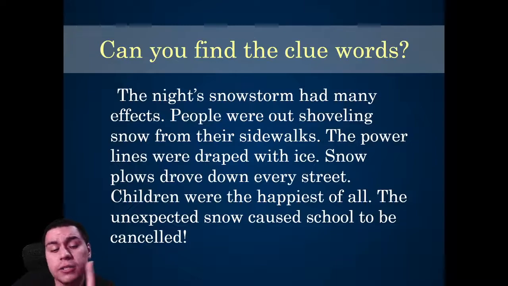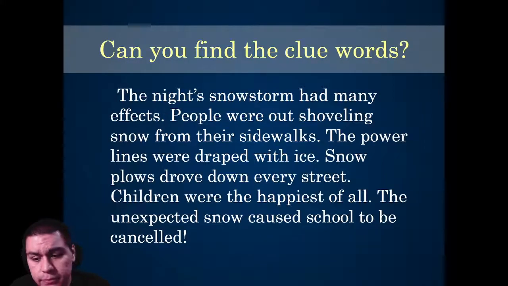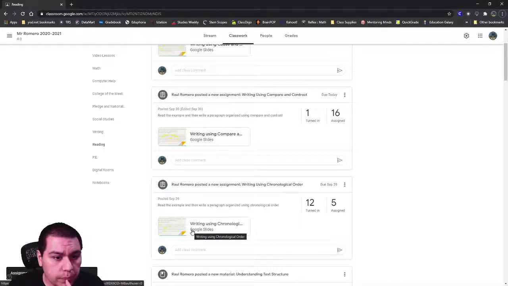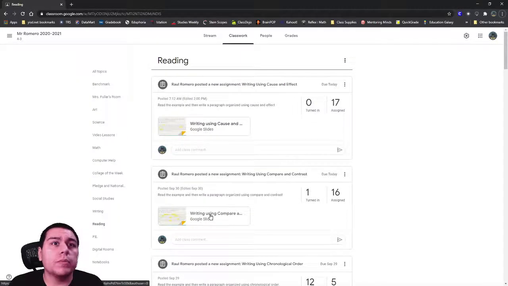So one cause can have a lot of effects. Like in this paragraph, there was only one cause. All of it happened because of the snowstorm. But there were 4 different effects they told us about. So we talked about those 2 other text structures, compare and contrast, and cause and effect. Just like we did with chronological order, we have some more practice to do with compare and contrast and with cause and effect.